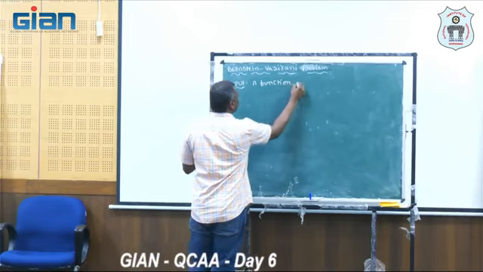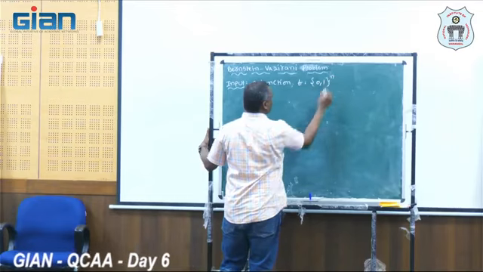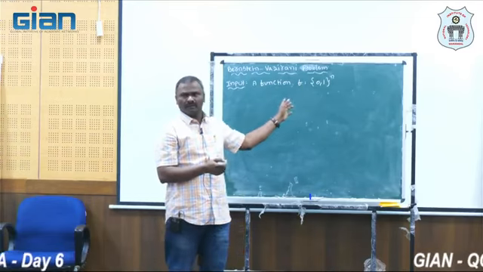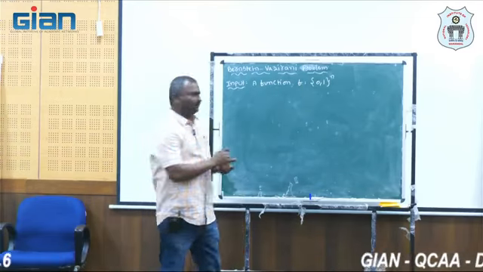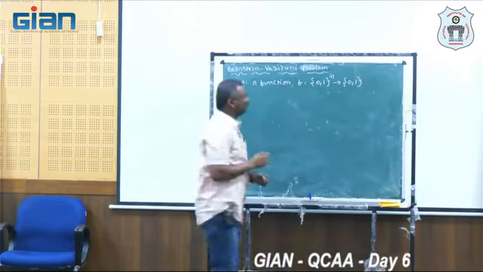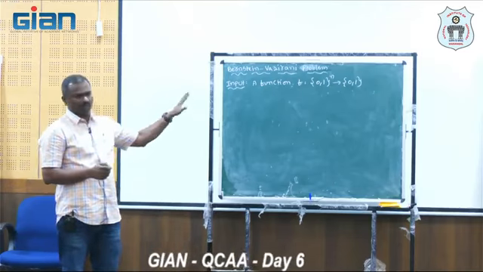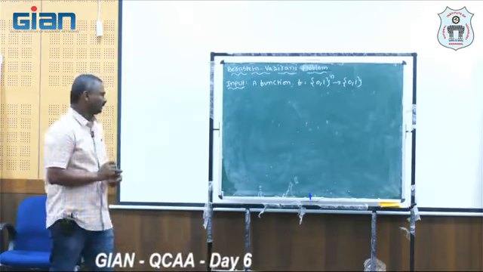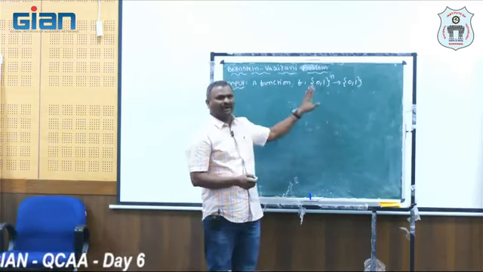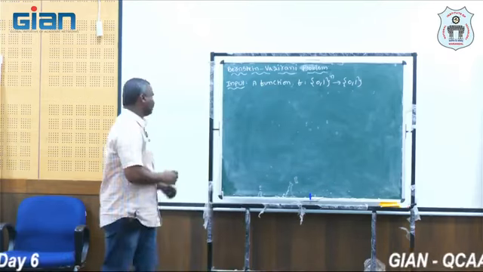A function f from {0,1}^n. So this notation is clear, no? What does it mean? All binary strings of length n, to {0,1}. This is the input. So we are given a function f from {0,1}^n to {0,1}. That means this function f maps all binary strings of length n to either 0 or 1.